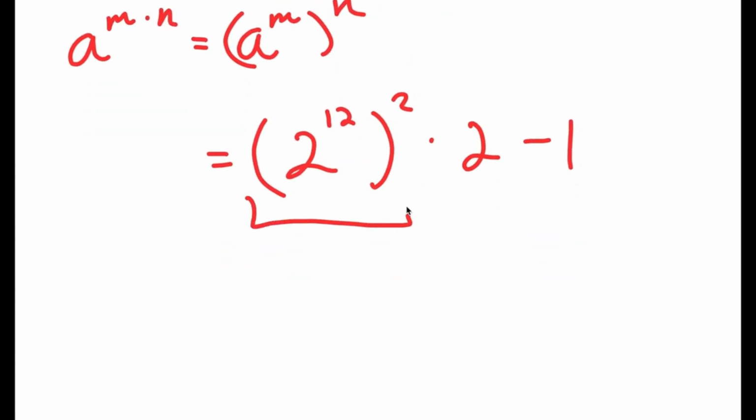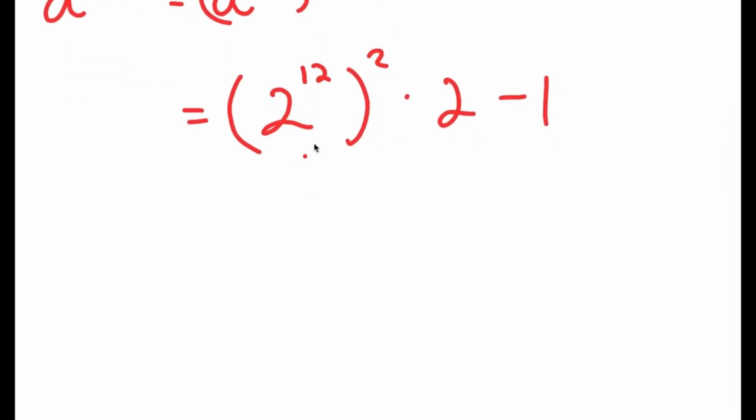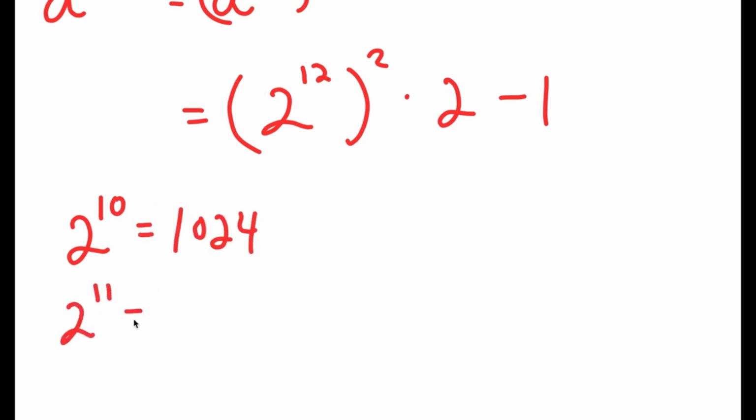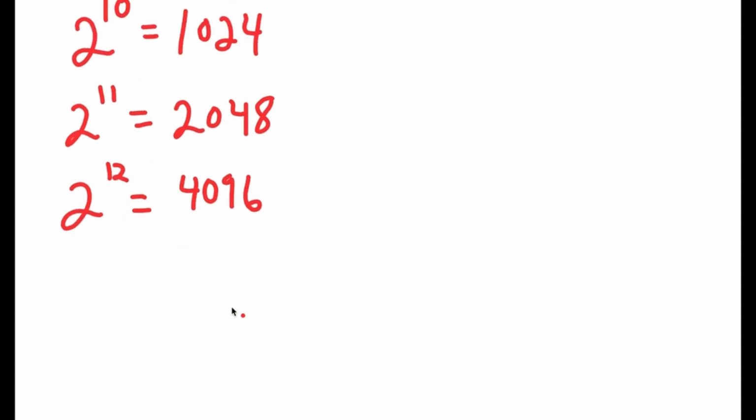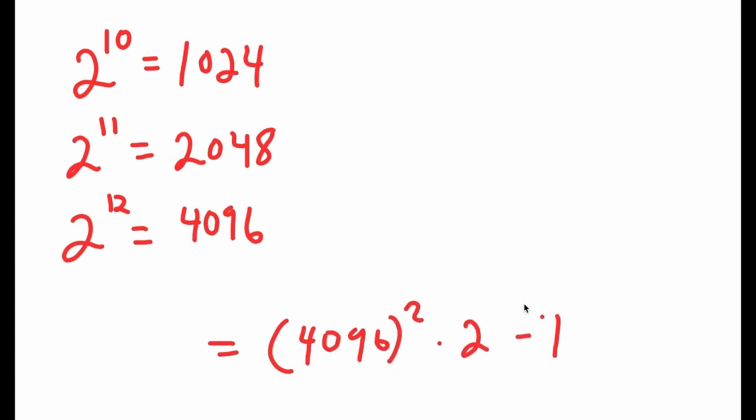So now I'm actually going to plug in the actual value of 2 to the power of 12, because 2 to the power of 12 is small enough where we know the exact value of it. If you don't know what 2 to the power of 12 is, well, 2 to the power of 10, you should always remember as 1024. So 2 to the power of 11 is going to be double of 1024, which is 2048. And 2 to the power of 12, which is the value we're looking for, is going to be double of 2048, which is 4096. So now I get 4096 squared times 2 minus 1.